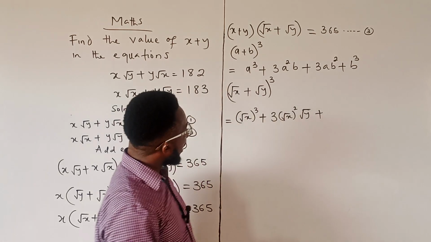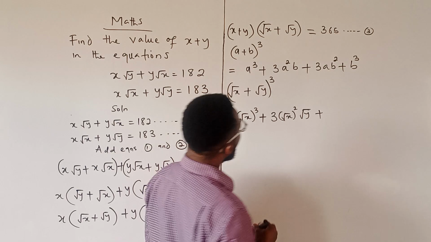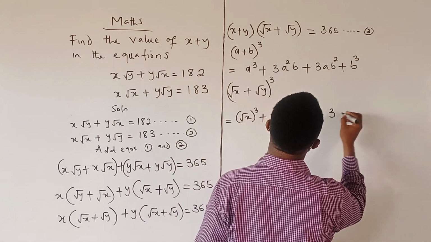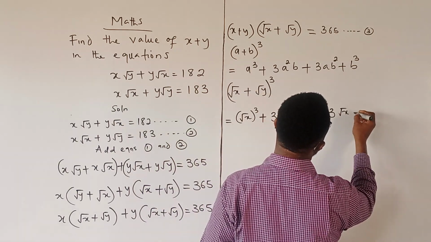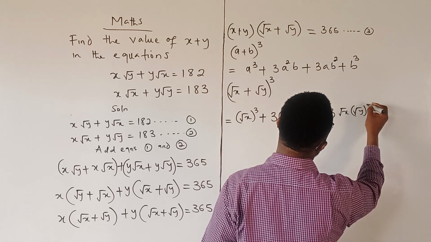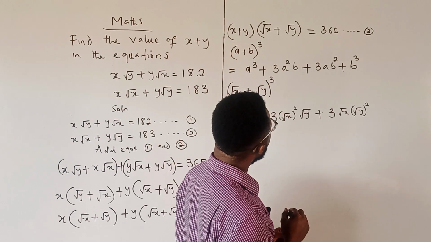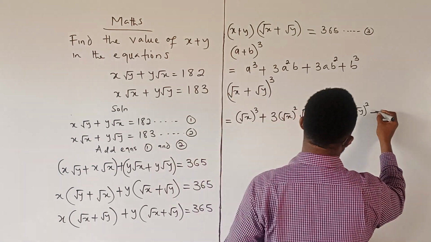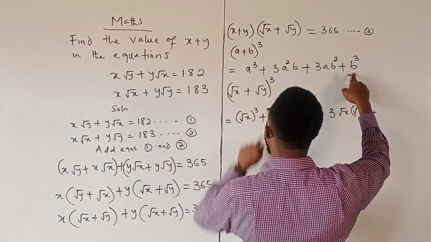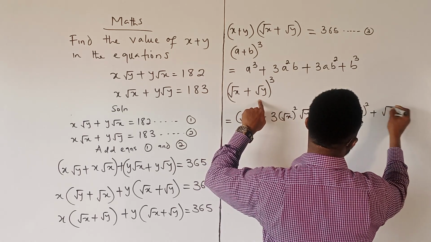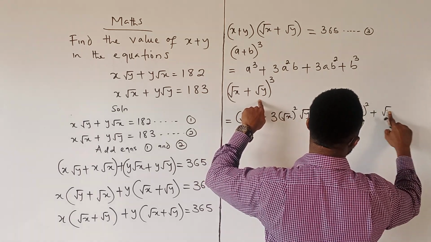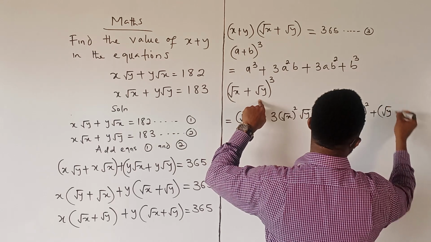In the third term we have 3ab squared. That will be 3 rad x rad y squared. That's 3 multiply rad x multiply rad y squared. We have b cubed, which is the last term, and b is rad y. This will be rad y cubed.